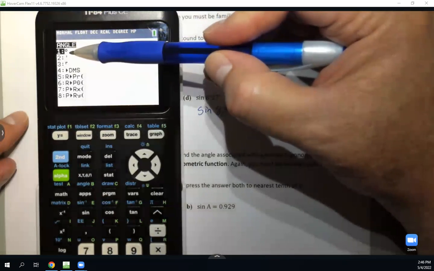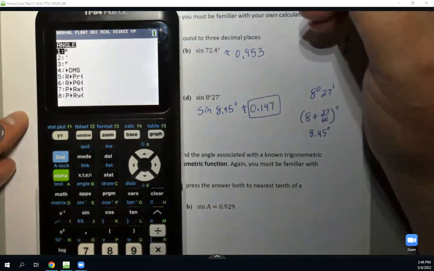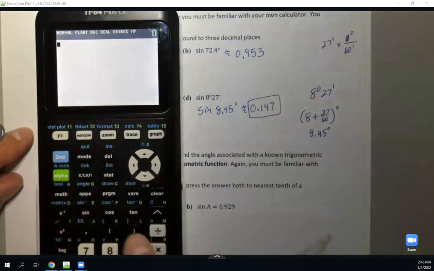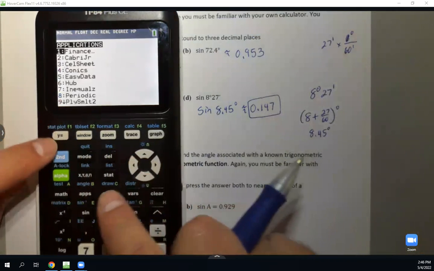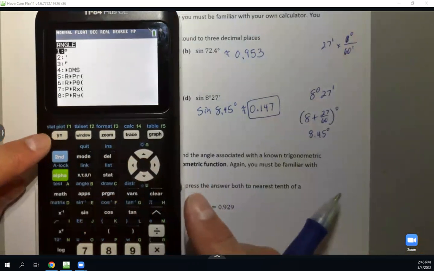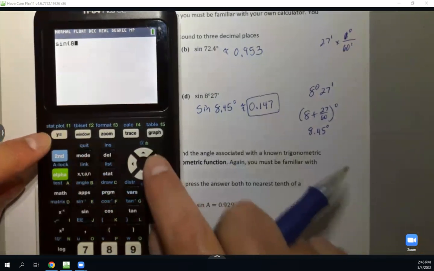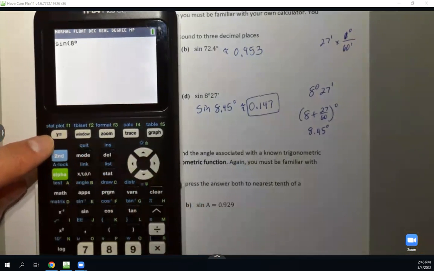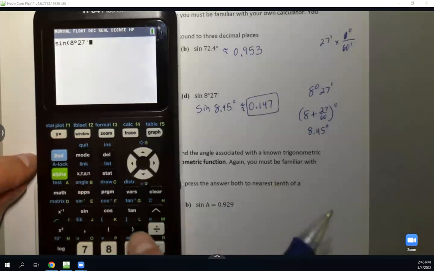For number 1 there, I have degrees. For number 2 there, I have minutes. So I could do this. I could do the sine of 8. Whoops. One of these days I'll hit the right button. Degrees. Whoops. Let's try that again. The sine of 8 degrees, 27 minutes.